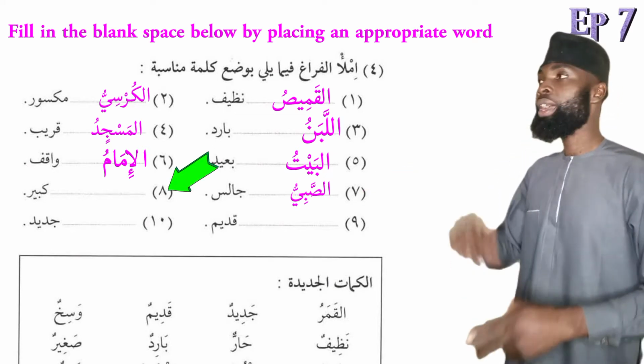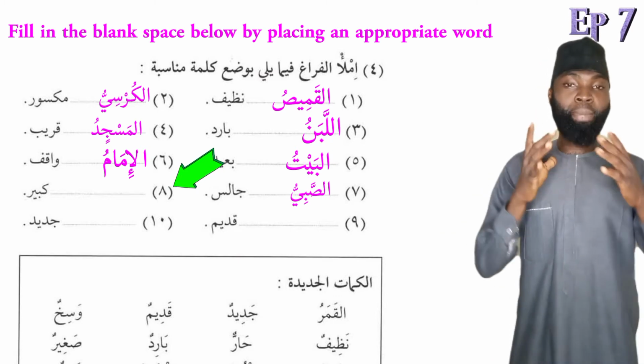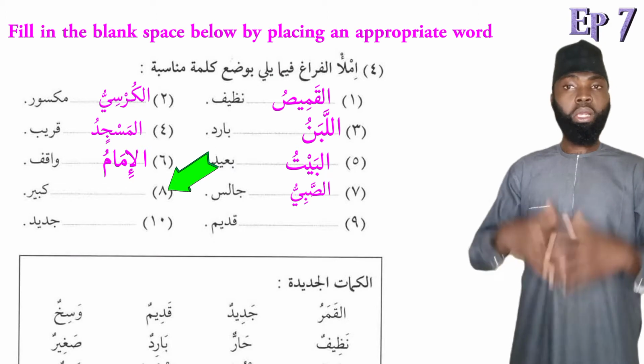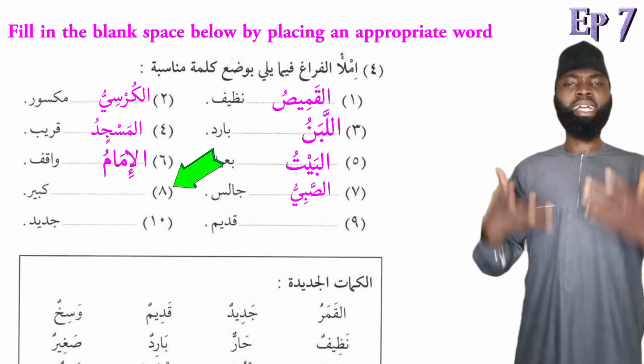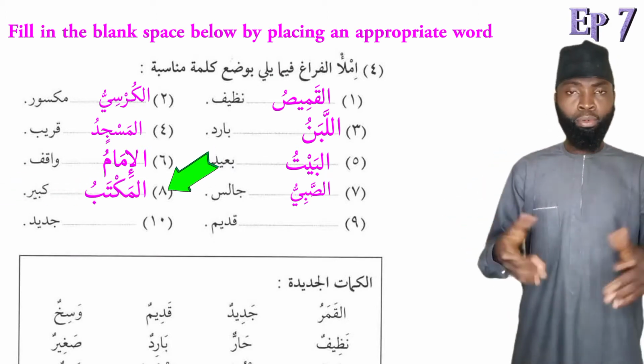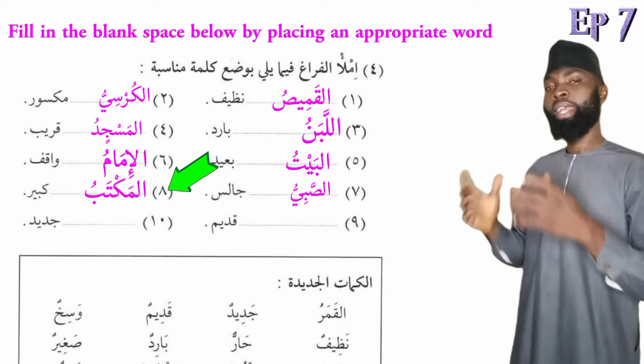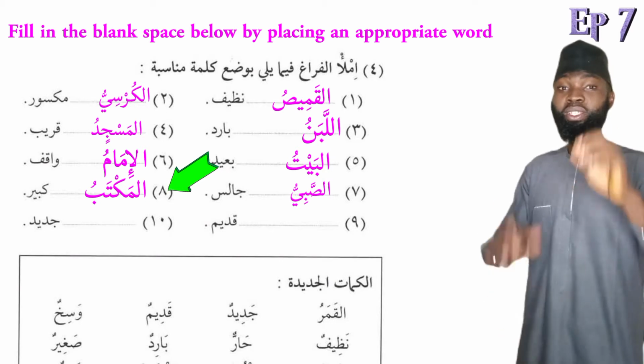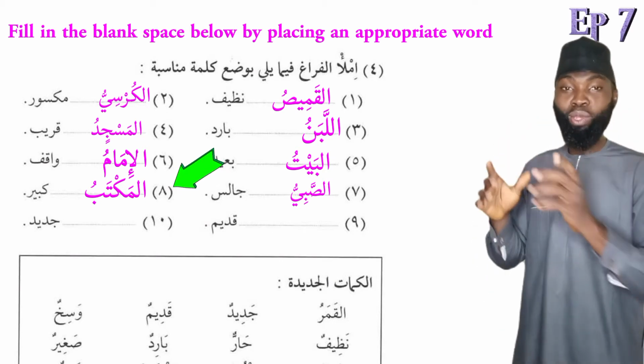Number 8, we have kabirun. Kabirun means big. What is big? Kabirun, big. You can simply say al-maktabu kabirun, the table is big. You're not restricted. Use any words of your choice as long as the meaning is right.